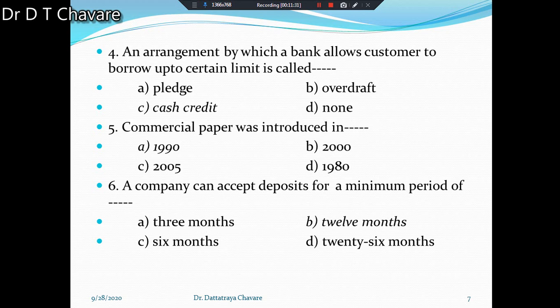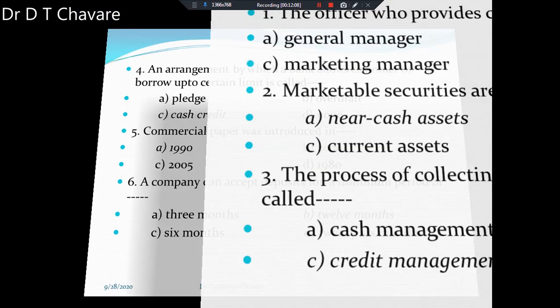Then another question: a company can accept deposits for a minimum period of dash dash. Four alternatives are given: 3 months, 12 months, 6 months, 26 months. What is the correct answer? A company can accept deposits for a minimum period of 1 year, that is 12 months. You have to understand that 12 months is the answer.